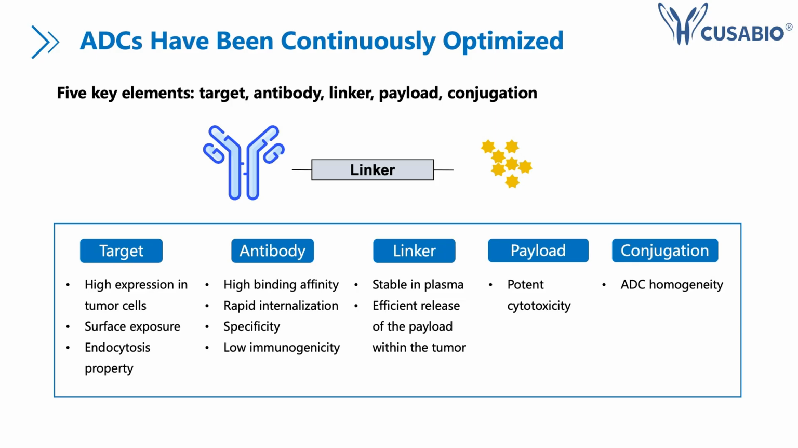So sometimes, if the design is not that good, the drug population will be heterogeneous, and then resulting in some systematic toxicity. So conjugation technology is another important part that researchers keep doing research on.